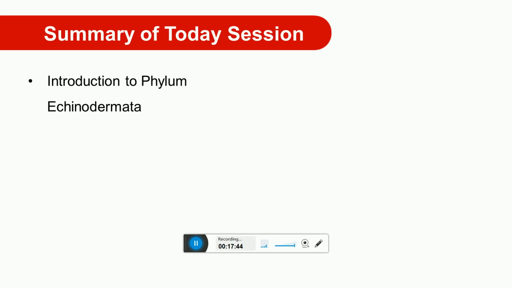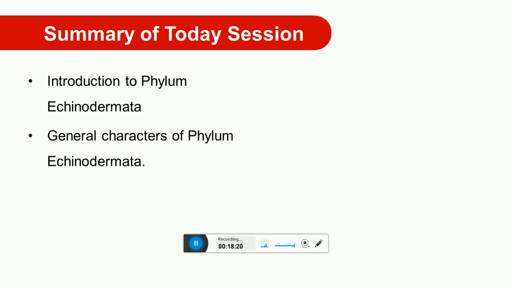Okay, we take a quick review of today's session. Firstly, we discussed the introductory information related to phylum Echinodermata. We learned about the meaning of echinoderms, how many species are found in Echinodermata, and what the habit and habitat of Echinodermata are. Habitat-wise, we observed the size, shape and color variation patterns in these echinoderm animals. We also discussed the general characters of the phylum Echinodermata.